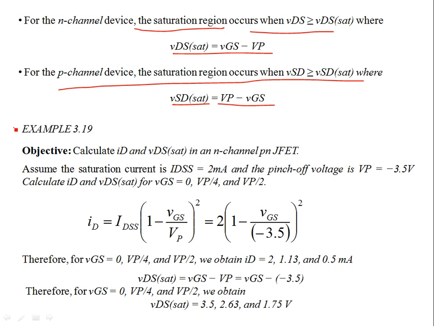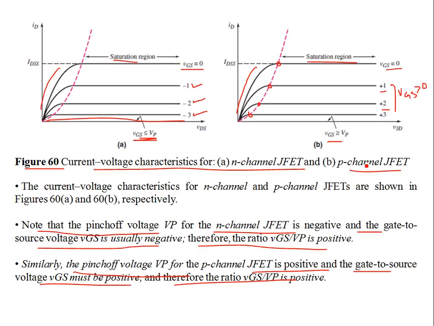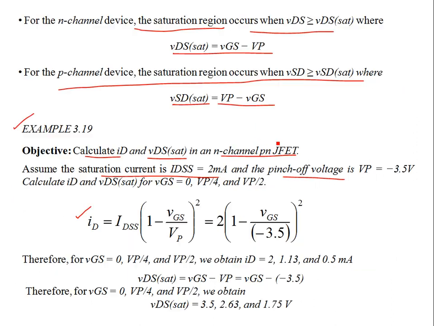Now, this example shows how you can use this IV relationship to calculate the drain to source current. What it says is the objective is to calculate ID and VDS sat, the transition point, in an n-channel and p-channel JFET. So assume the saturation current is 2 milliamps, which is for VGS equal to 0. The pinch off voltage, it's an n-channel device, so the pinch off voltage is negative. As you can see over here, the gate source voltages are negative, okay, -1, -2, -3. So the pinch off voltage for the n-channel device in part A is negative.